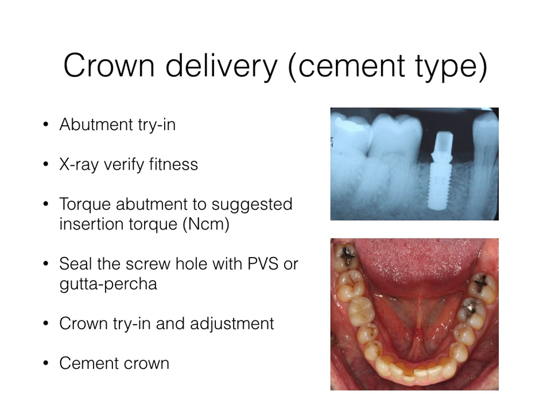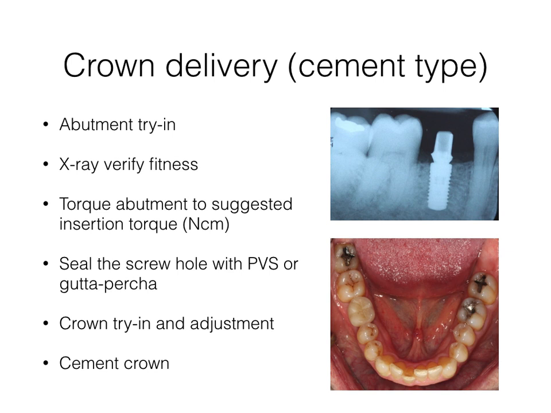The following steps are very similar to delivering a single crown on a natural tooth. You will do a crown try-in and adjustment. You have to check the interproximal contact and the occlusion until everything is fine. After that, you will cement the crown on top of the implant abutment.